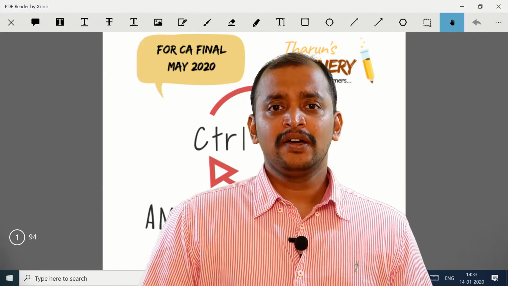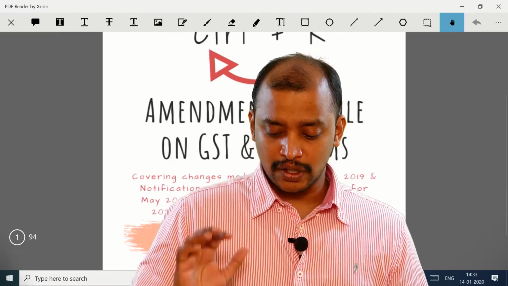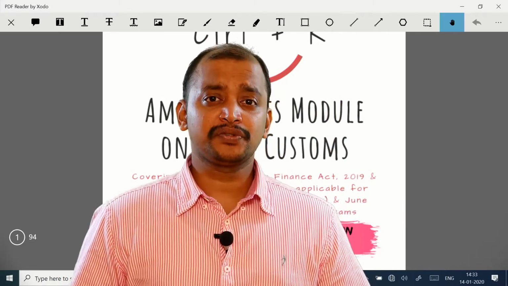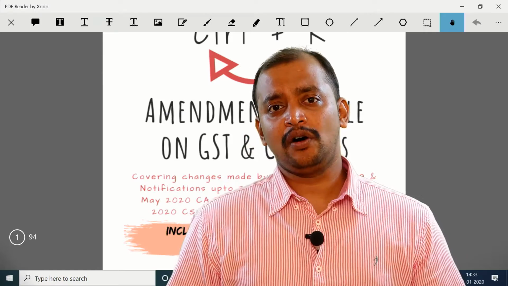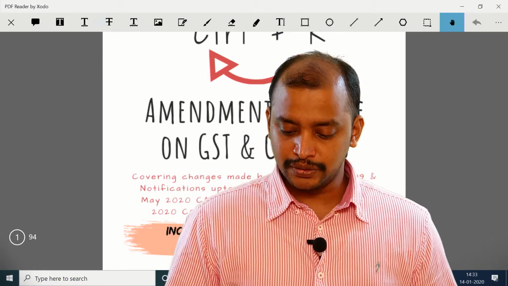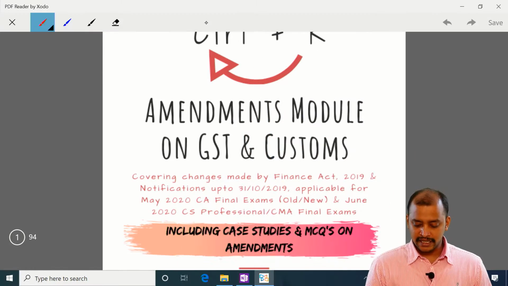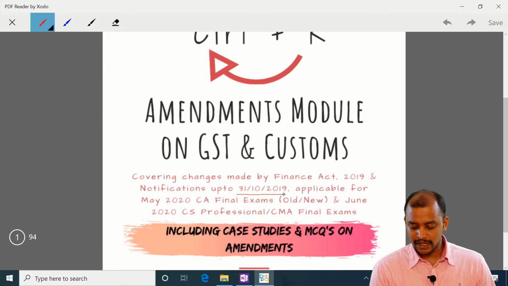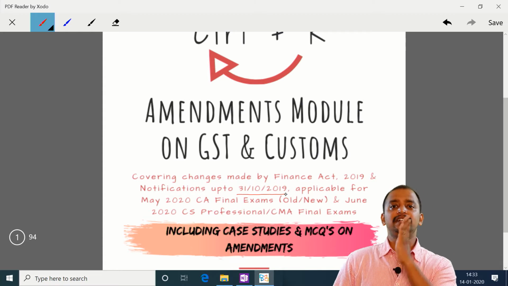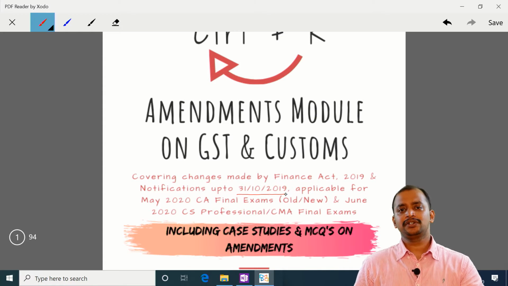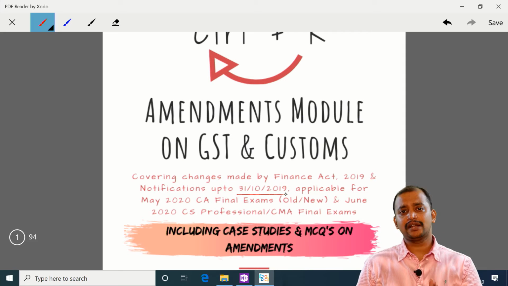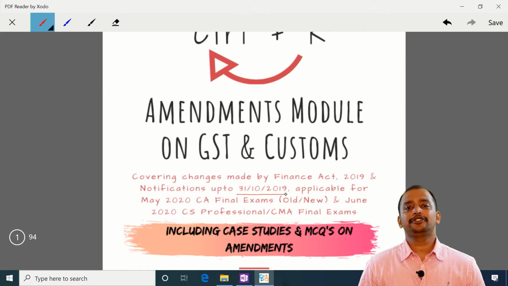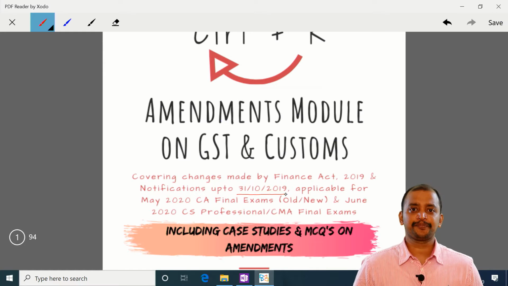And for CA Final students who are appearing for May 2020 exams, I have incorporated all amendments up to 31/10/2019. So that's a cutoff date. Any notification or circular or change that is applicable as on 31/10/2019 will be applicable for your May 2020 exams.